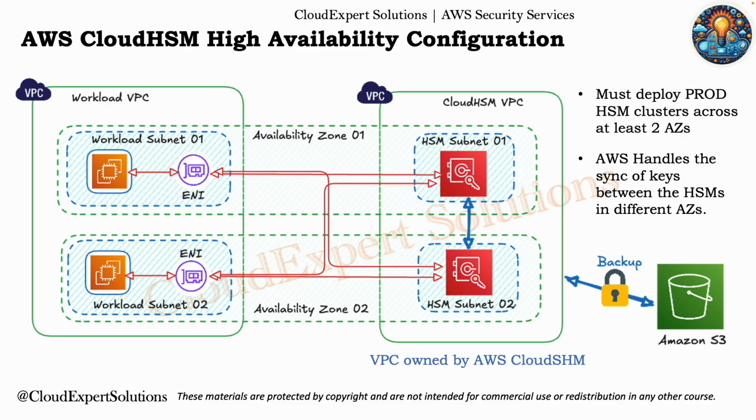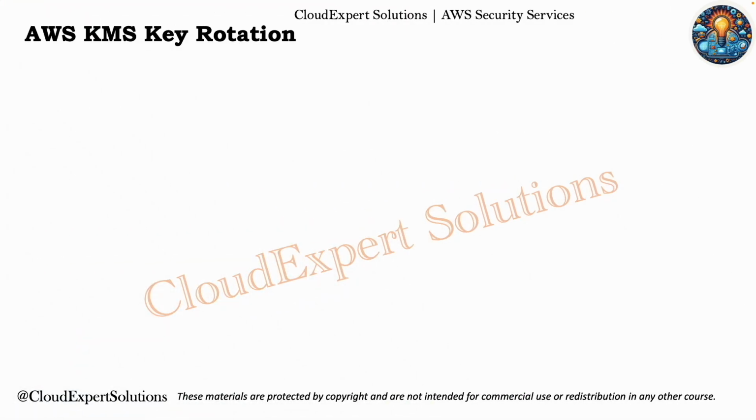Now to summarize, you just deploy the HSM cluster in at least 2 different availability zones if you have a production workload, and synchronization of the keys between the nodes, or backing up your data and keys, will be automatically taken care of by AWS. Now let's understand AWS CloudHSM key rotation, because this works very differently from AWS KMS, and it is an important concept both for your real-world security and for the certification exam.